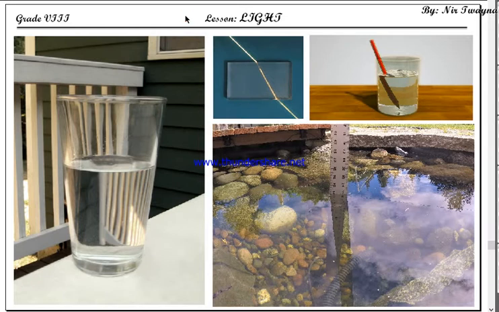In today's class we are going to discuss something a bit different, something different from reflection. See here, look at this picture. A glass of water is shown. What do you see in this picture? Just this one.